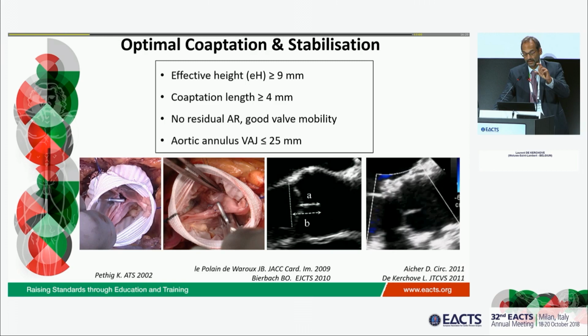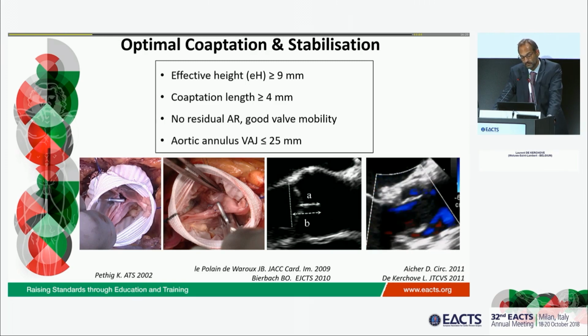Coaptation length should be more than 4 millimeter. Of course, there should be no residual aortic regurgitation and a good valve mobility. Aortic annulus should be better below 55 millimeter. And that's it.